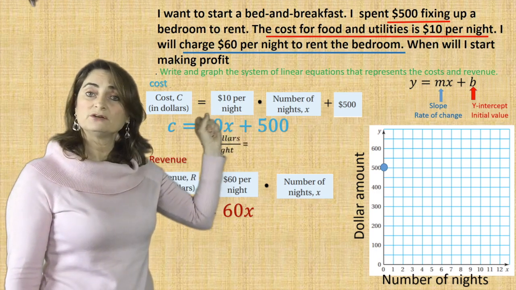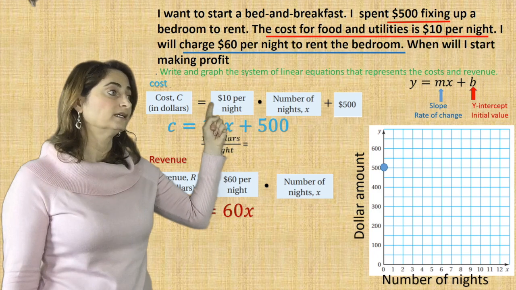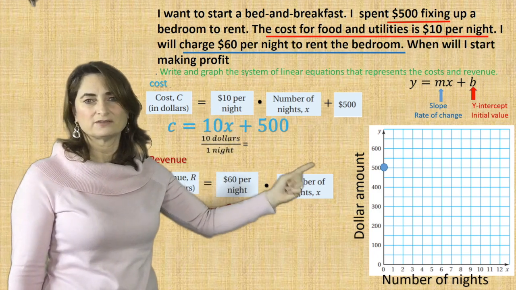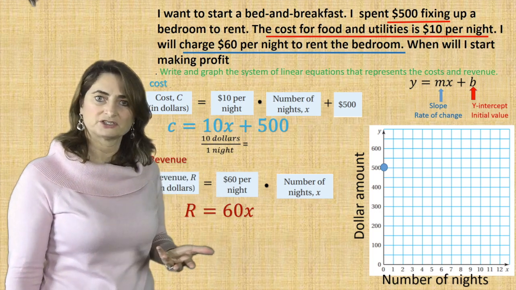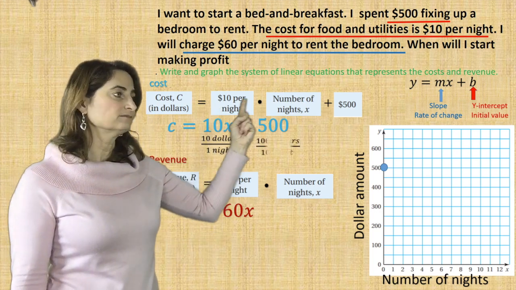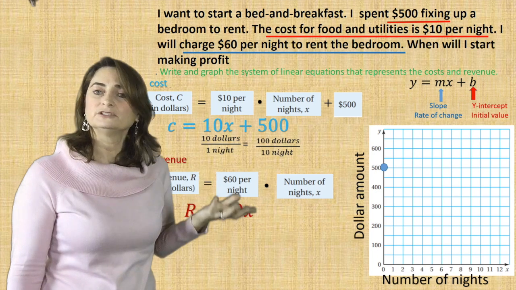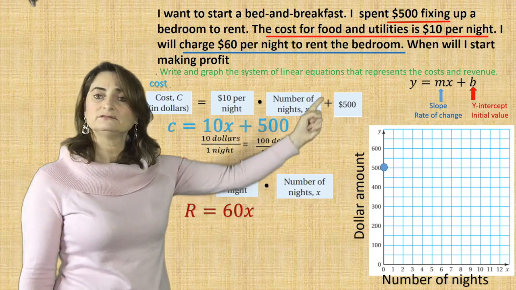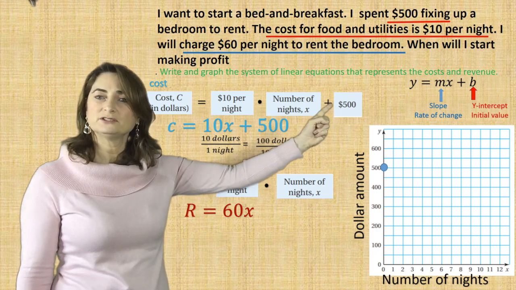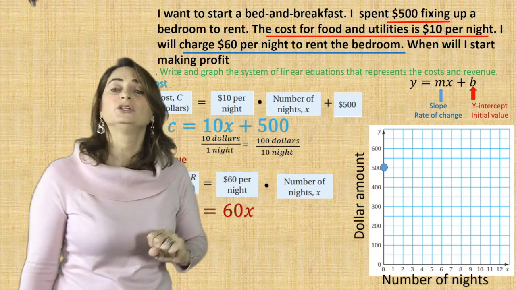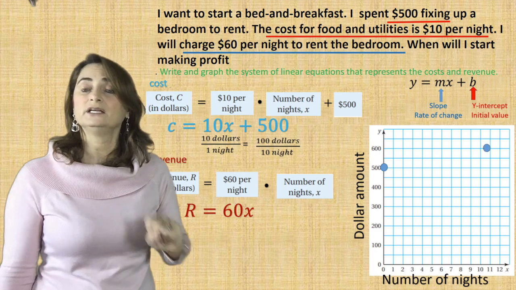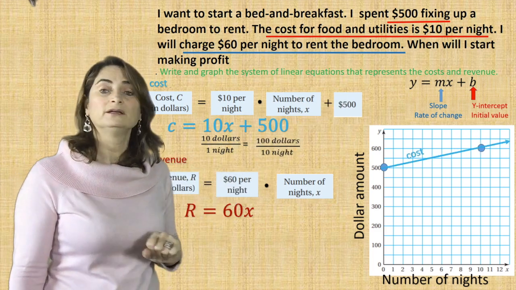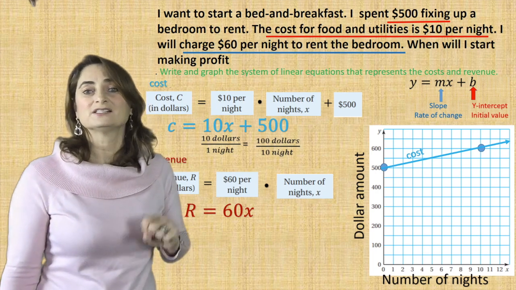The slope is 10 over 1, which means $10 every one night, but it's hard to find this on the graph. So I need to find an equivalent fraction, which is $100 for 10 nights. So go from 500, go up 100, which is 600, but this time you need to go 10 nights and put a dot over there. Now connect those two dots, and the blue line will be the cost.